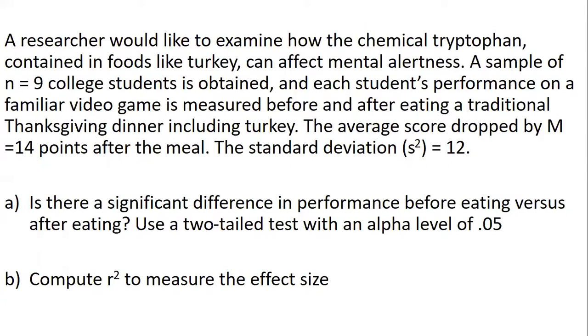The data show the average score dropped by 14 points after eating the meal, and the standard deviation of these data is equal to 12. Now note, you can always calculate the standard deviation or the variance if you're provided with sum of squares information and sample size, but in this case, I've given that info to you. Is there a significant difference in performance before eating versus after eating? Use a two-tailed test with an alpha level of 0.05 and then compute R squared to measure effect size. I'm going to actually show you Cohen's d and R squared for this example. Let's go ahead and see what's going on here.